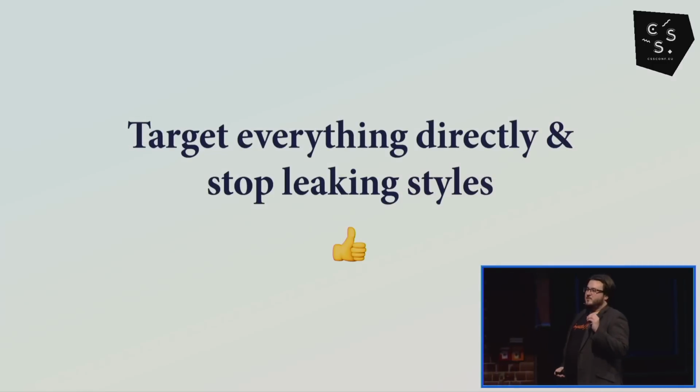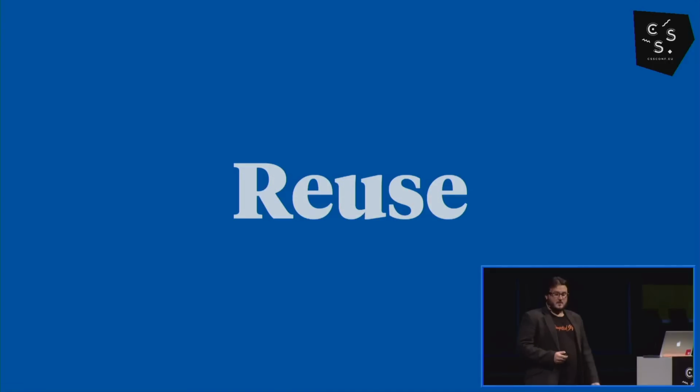And so I think if you make naming things effortless, if you never have to worry about another global name, you can target everything directly. And if you can target everything directly, you stop leaking styles. And if you stop leaking styles, I think isolation is solved. So let's talk about reuse.